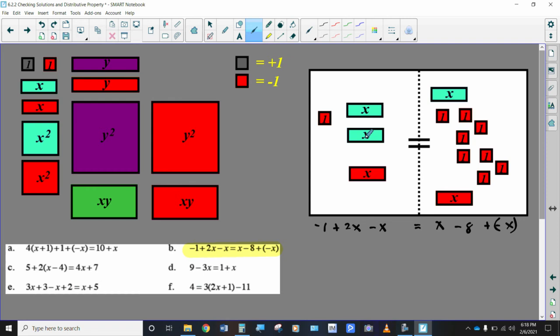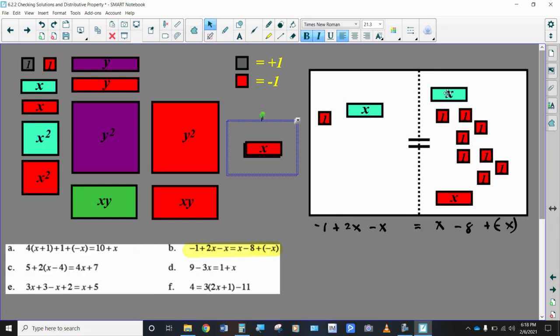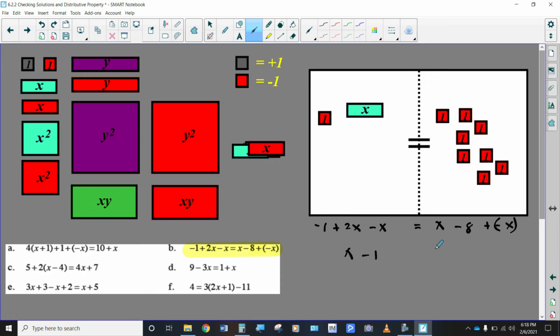For problem B, we've got two x's, a negative x, and a 1. Here you've got an x, a negative x, and 1, 2, 3, 4, 5, 6, 7, 8 negative 1s. So when we combine our zero pairs here, they cancel out, and these guys cancel out, leaving you with an x and a negative 1 on this side, and on this side you've got negative 8 still. Now if I add 1x to each side, actually, you know what? I can take away a negative from each side, can't I? That actually works in this case. So by taking away a negative, that is essentially the same as adding a positive, right?